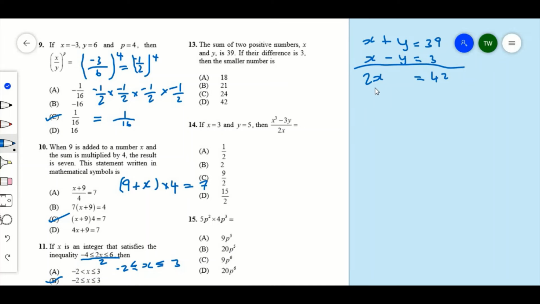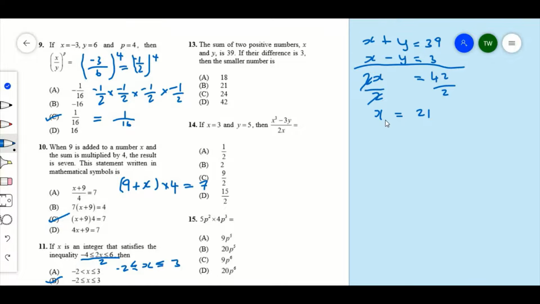Now in order to find the value of x, what we're going to do is divide both sides by 2. And 2 will cancel out 2 here. So x is going to equal 42 divided by 2, which is going to give us 21.